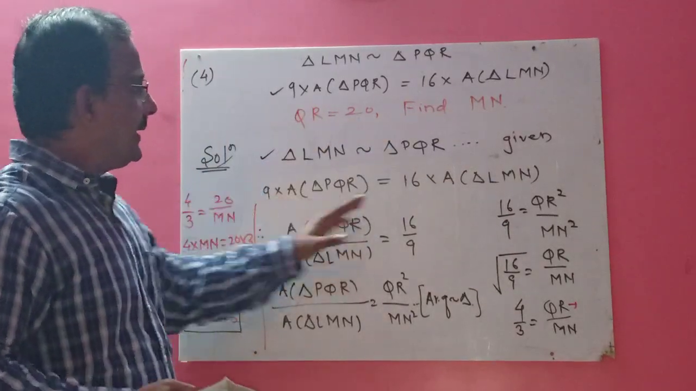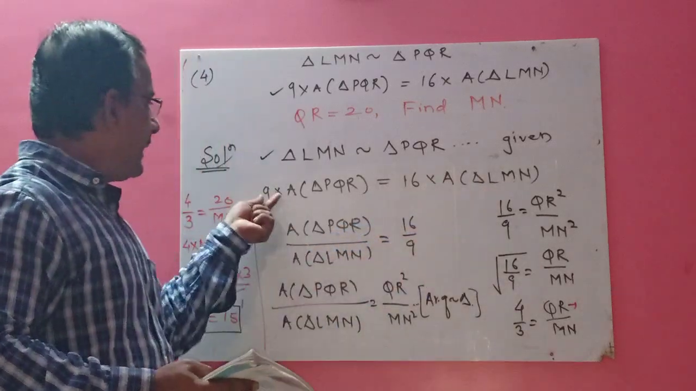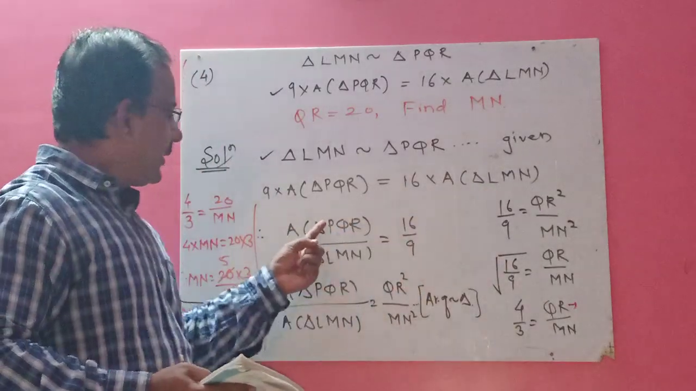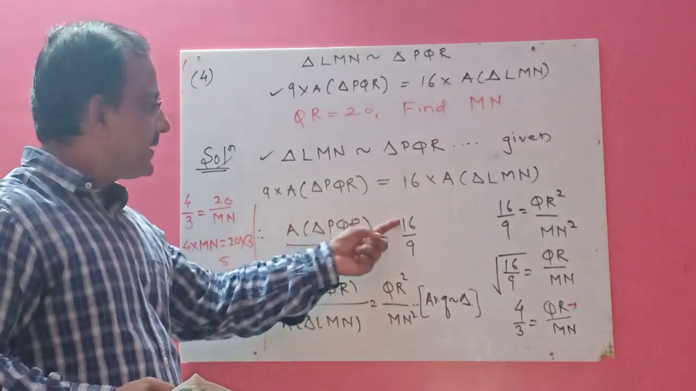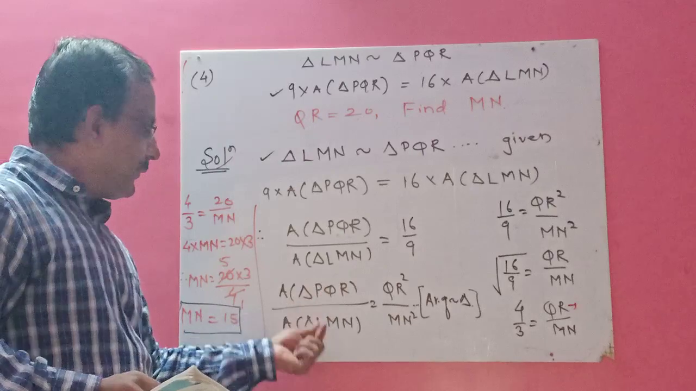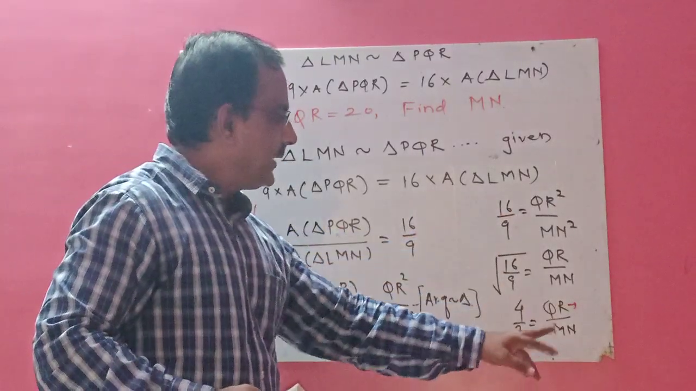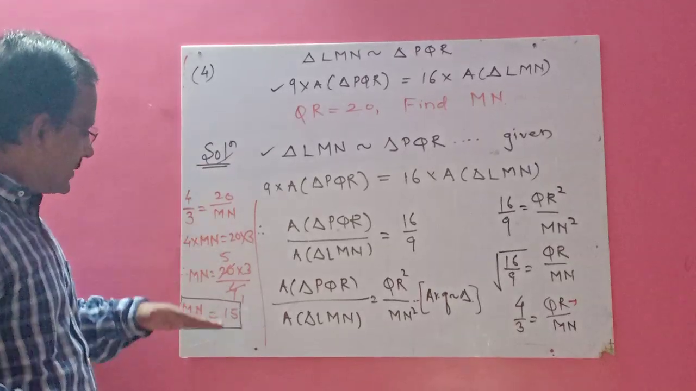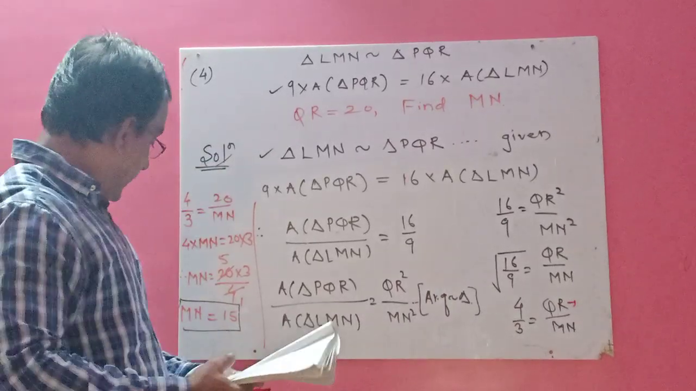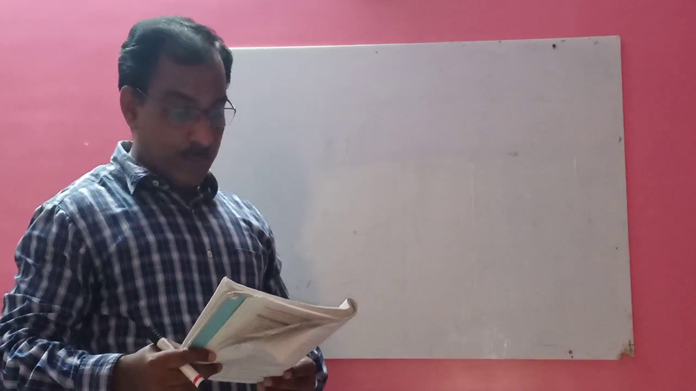As per the condition, I have just arranged the area of triangle LMN on this side and the other on that side. So you get the ratio of the areas of two similar triangles as 16 upon 9. By this theorem, that the ratio of the areas of two triangles is equal to this, then taking the square root and doing the simple calculation, you will get n as 15. So children, question number 5.